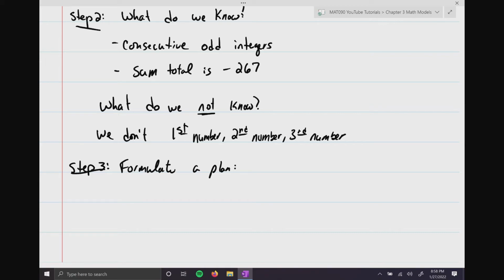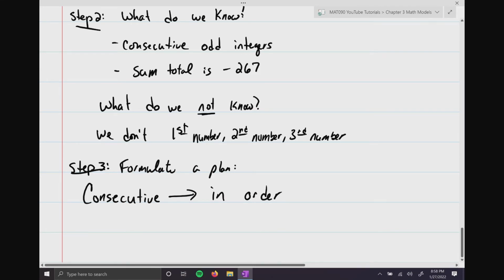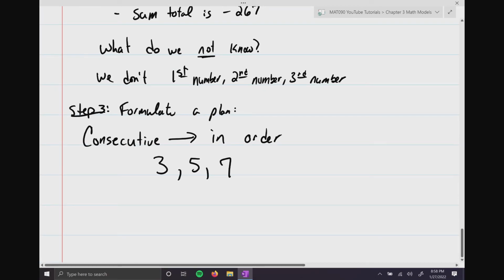Now consecutive first means in order. So in other words, if your first odd number is 3, then your second odd number has to be 5, and then your next odd number has to be 7. Let me do another example of that. If your first odd number is 55, then your next consecutive odd number has to be 57, and then the one after that has to be 59. So they got to be in order.